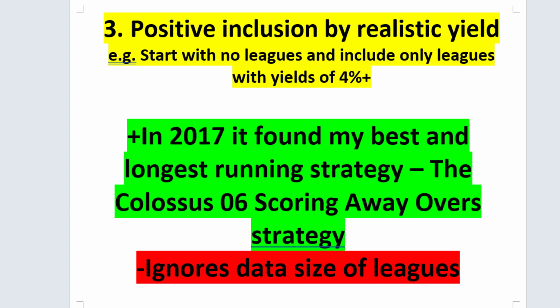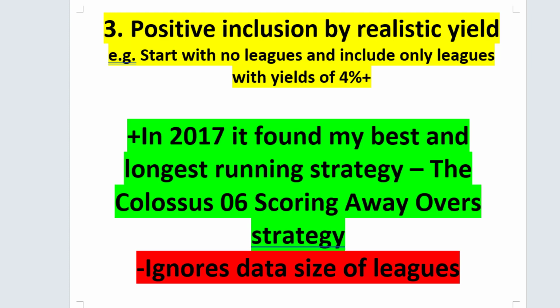A third method is positive inclusion by realistic yield. And what I mean by that is, again, starting with no leagues on our list and then adding in only leagues that have yields of 4% or more, and we cut out all the other leagues. This is not fantastic, but I have to include it because basically it's found my best strategy. In 2017, it found my best and my longest running strategy, the Colossus 06 scoring away over strategy. And that's an over 2.5 goal strategy.